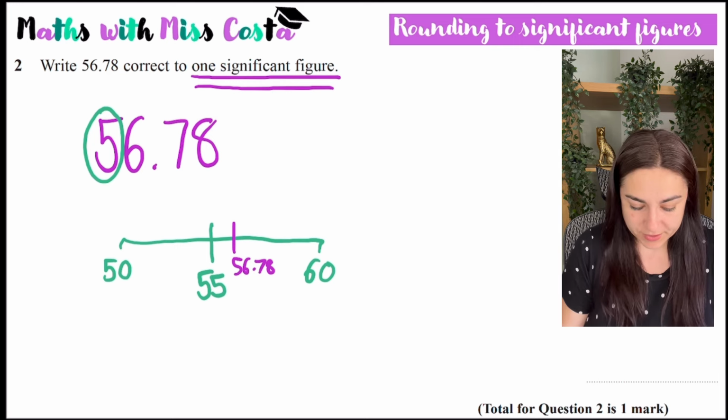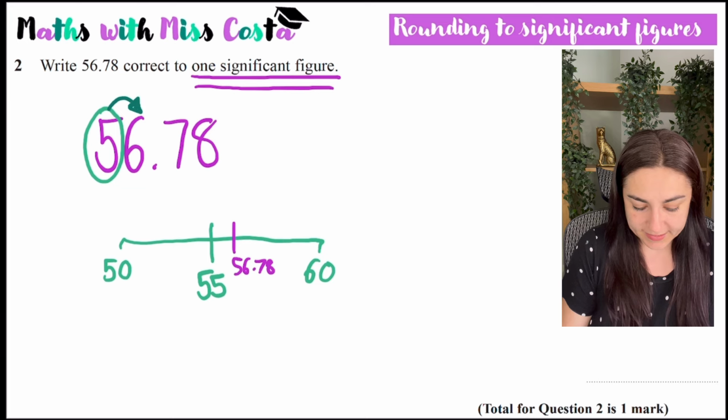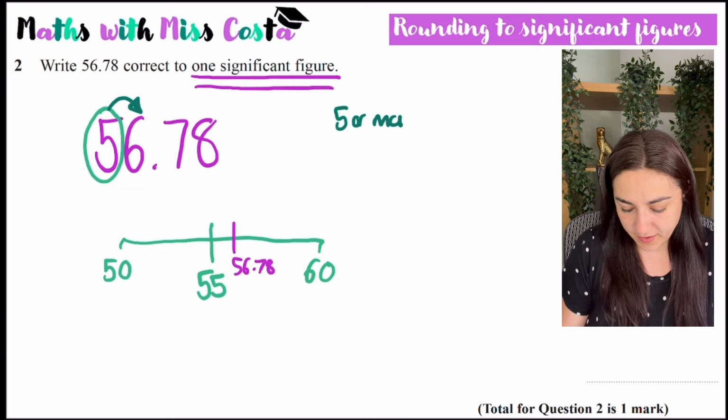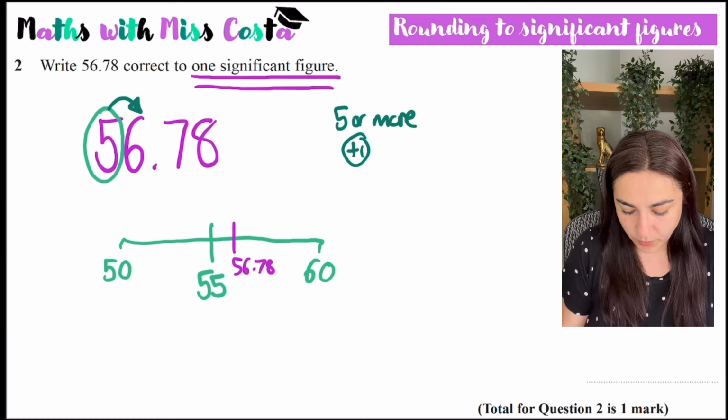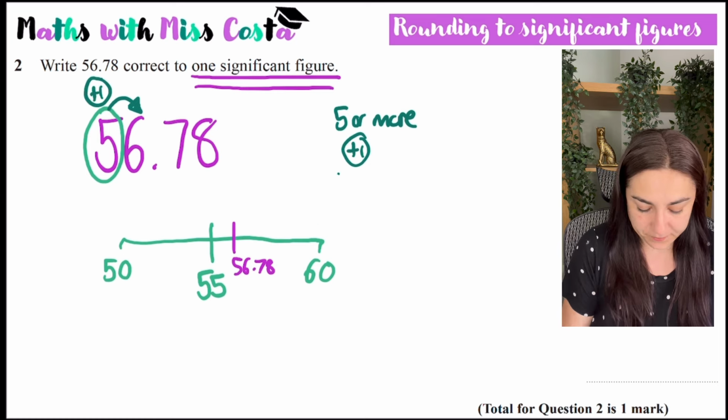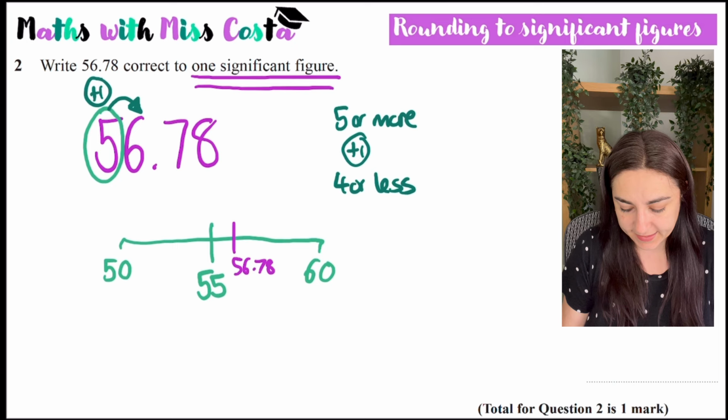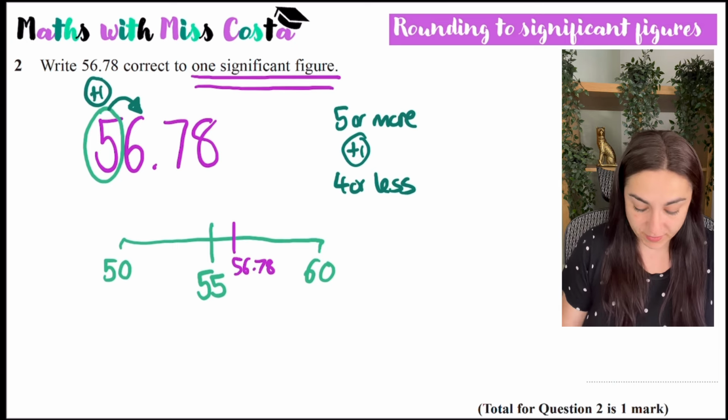But another way I can do that is I circle it, I look next door. If my next door neighbour is 5 or more, I add 1 more to the circled digit. If it's 4 or less, I just ignore it and leave everything as it is.